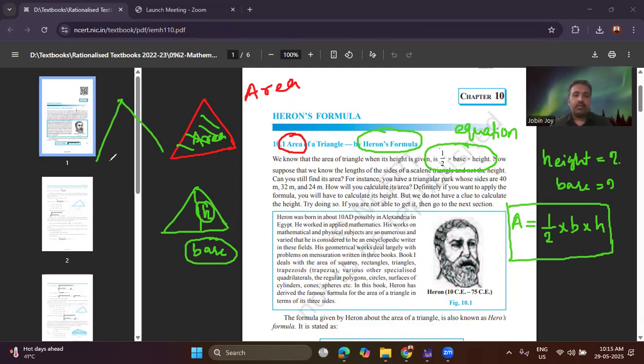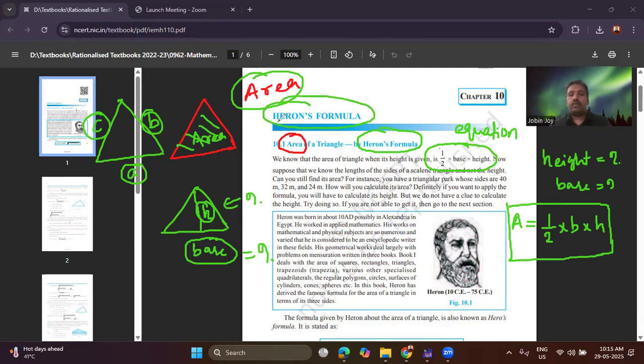If we know the sides A, B, C, but we don't know what the base or the height is, we know only the three sides, then how will you calculate the area? Using Heron's formula. Using Heron's formula, you can calculate the area by considering the three sides of the triangle.